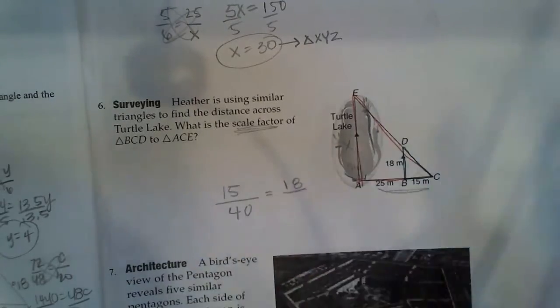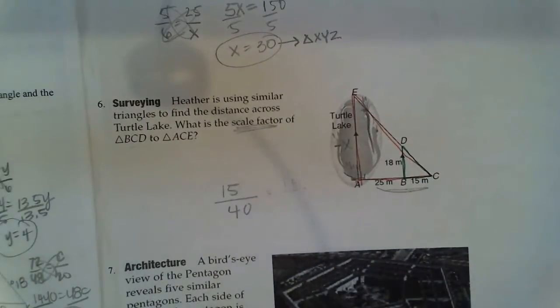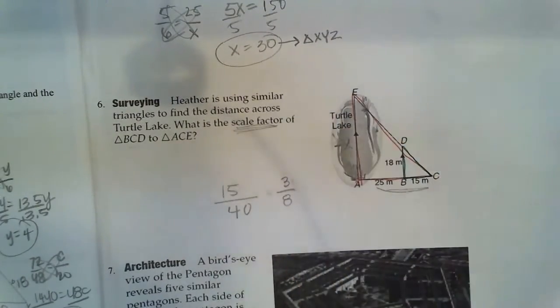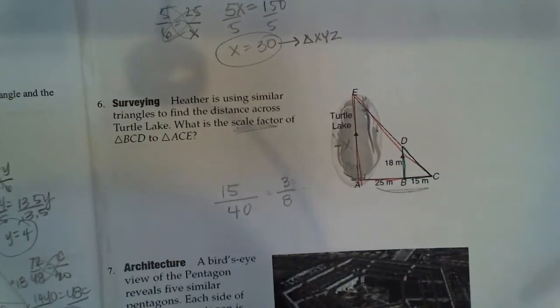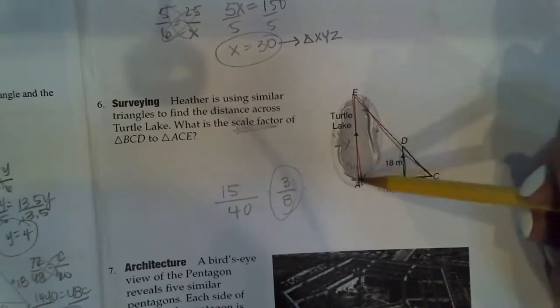Oh, actually, I'm doing too much. I'm doing more than I need to. I can go from here and find my scale factor. If I divide by 5, I get 3 over 8. So that will end up being my scale factor to get from this small triangle to this big one.